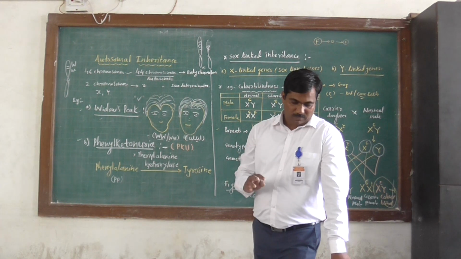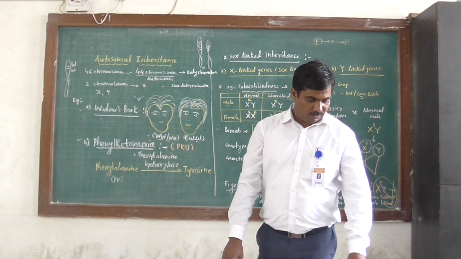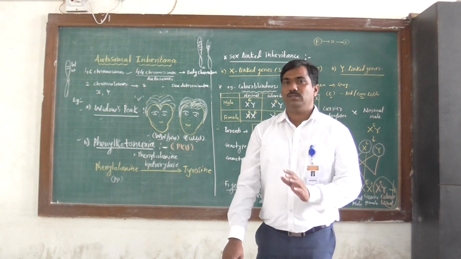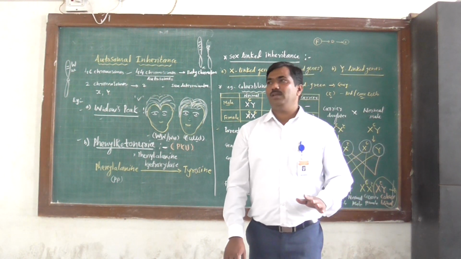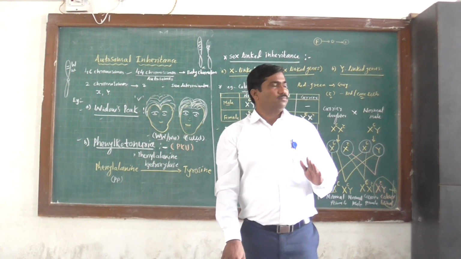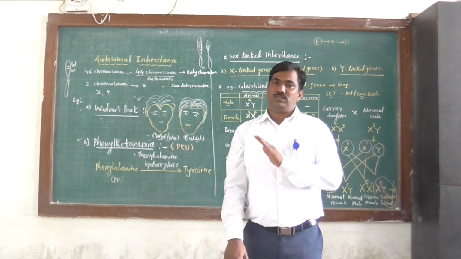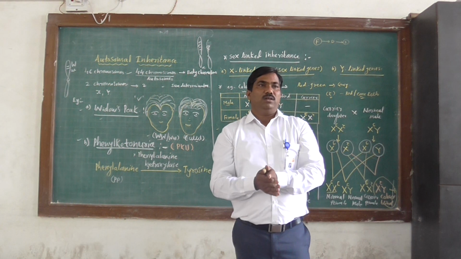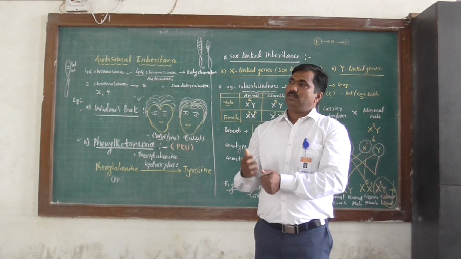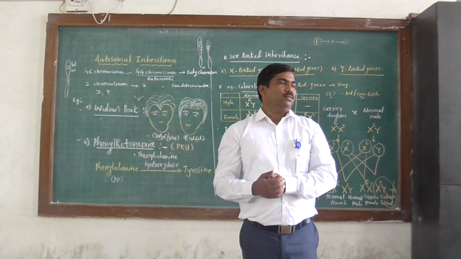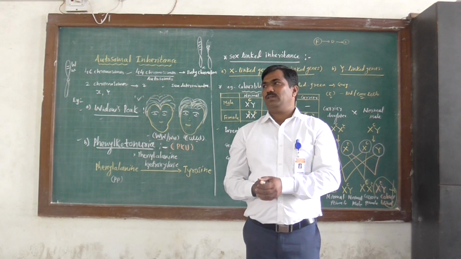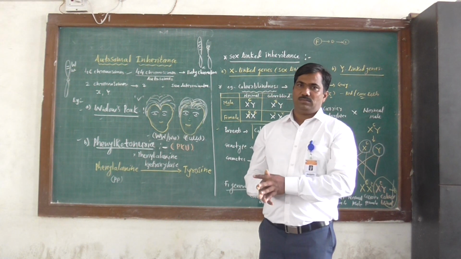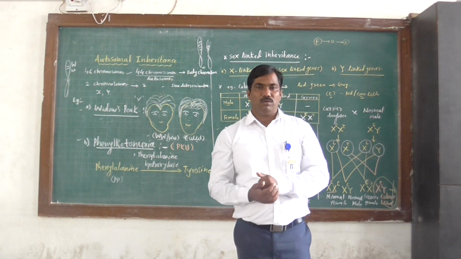Okay, look at this chart given in your book, and make your own notes for hemophilia. Hemophilia is an X-linked recessive disorder, and it first occurred in the royal family of England, and therefore it is also known as a royal disorder. Hemophilia is known as a royal disorder.